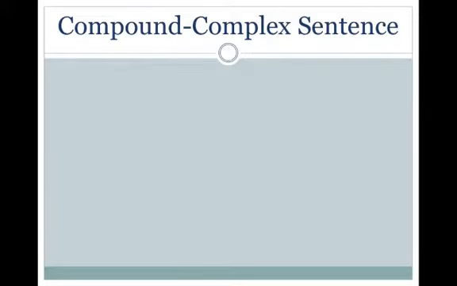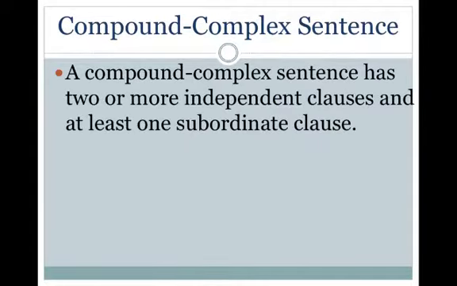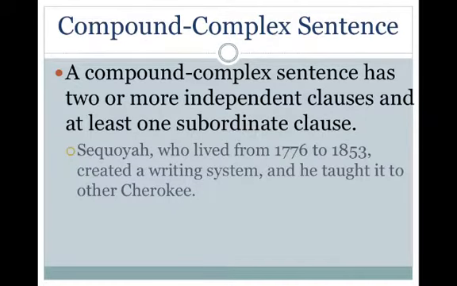And the fourth sentence type is compound complex sentences. A compound complex sentence has two or more independent clauses and at least one subordinate clause. For example, Sequoyah, who lived from 1776 to 1853, created a writing system and he taught it to other Cherokee.